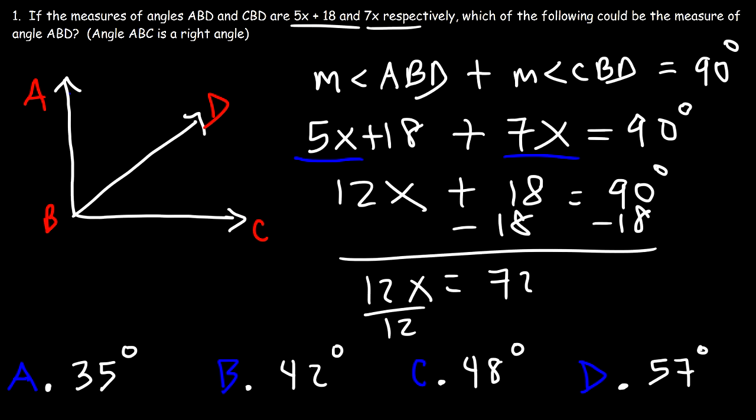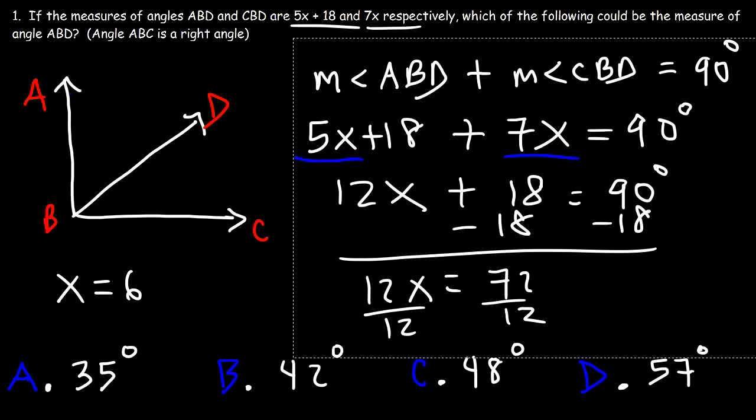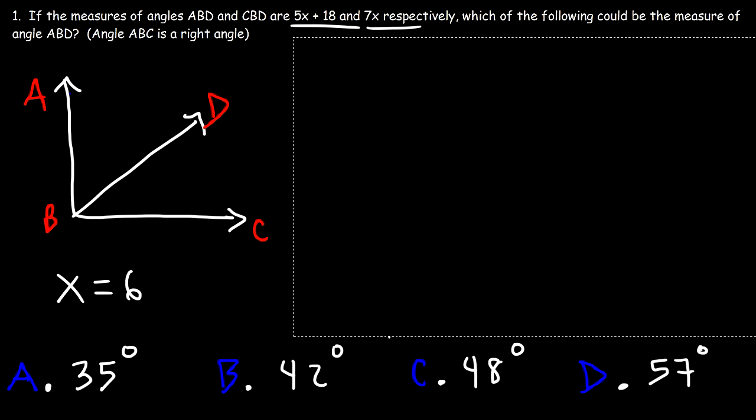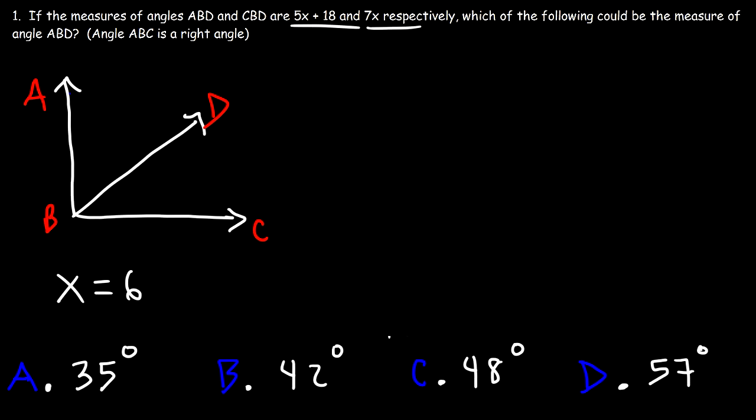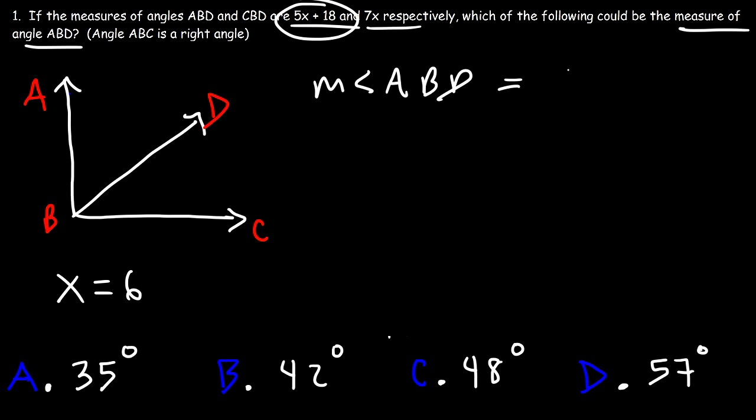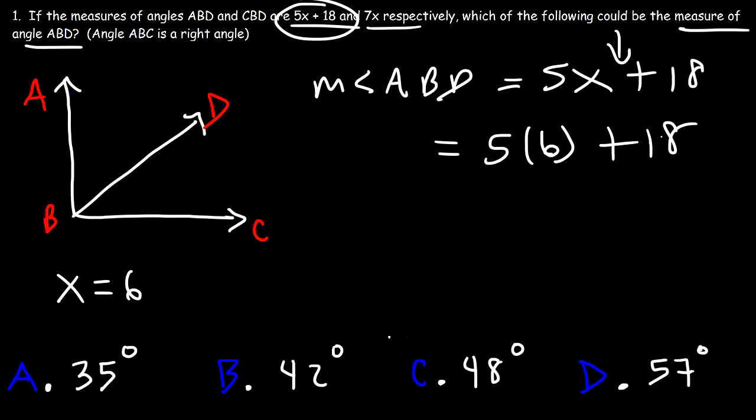Now let's divide both sides by 12. 72 divided by 12 is 6. So now we have the value of x. And our goal is to determine the measure of angle ABD. Now we know that angle ABD is equal to 5x plus 18. So now that we have the value of x, all we need to do is plug it in to the equation.